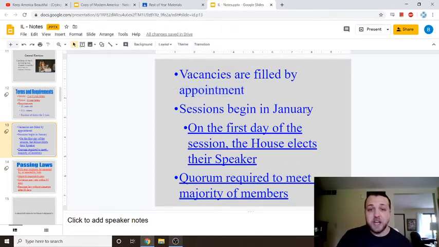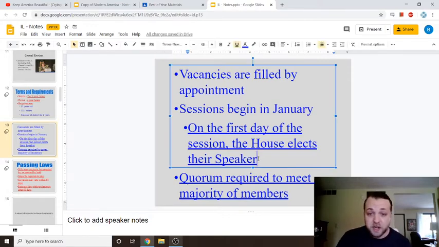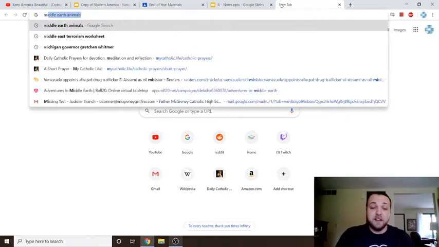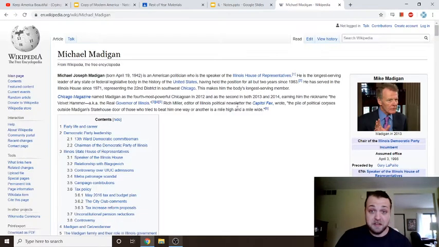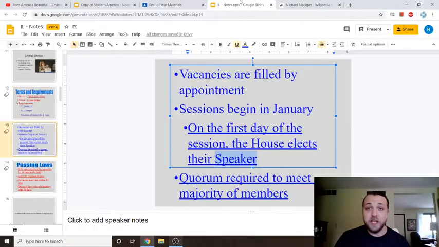Sessions begin in January, very similar to the federal House and Senate, where they start in January. On the first day of the session, the House elects their speaker. That's just like the federal House. So yes, the Illinois House has a speaker too. In fact, it's been Mike Madigan almost every year since, let's go back to 1983. It's been the same guy for a really long time, with the exception of a brief stint in the 90s. They call him the Velvet Hammer, aka the real governor of Illinois. So he's been the Speaker of the Illinois House for a long time.